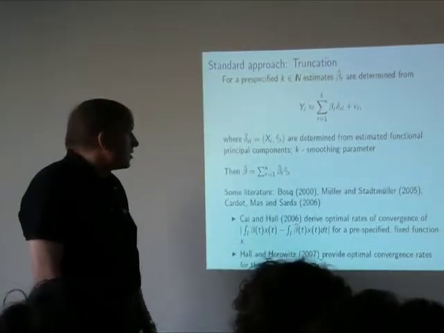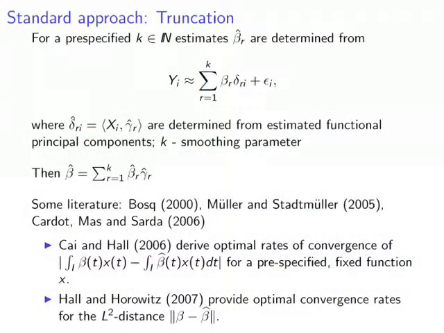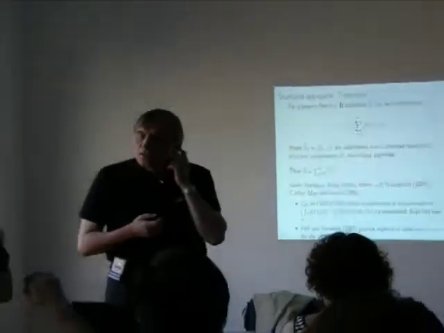So for some k and tau, we derive rates of convergence for the difference between beta xt and beta hat xt for a pre-specified fixed function, something like a prediction error for a fixed new function. And Hall and Horowitz provide optimal rates of convergence for the L2 distance, beta minus beta hat. The question is how far you can go with this method.